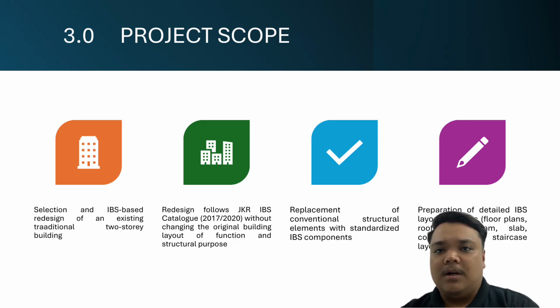So I will present about the project scope. Our project scope is an IBS-based redesign of an existing two-story building using modular coordination, following the JKR IBS catalogue 2017 through 2020. Secondly, BIM modeling and IBS score evaluation for design visualization and IBS adoption level. Lastly, preparation of standardized IBS layout drawings.